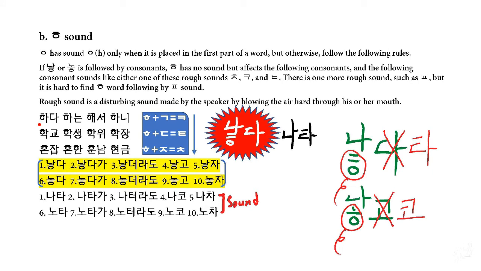So let's look at the hiut sound rule. When hiut is put in front of a word, this hiut has H sound. Hada, 하는, 해서, 하니. 학교, school, 학생, student, 학위, degree, 학장, dean, 혼잡, confusion, 흔한, common, 훈남, generous man, 현금, cash.